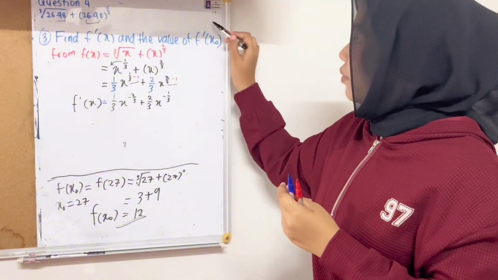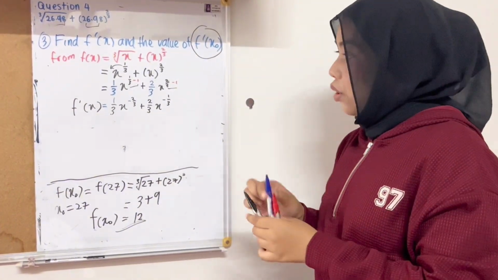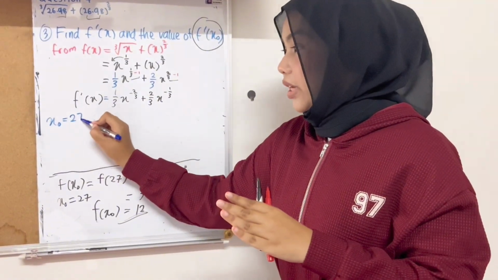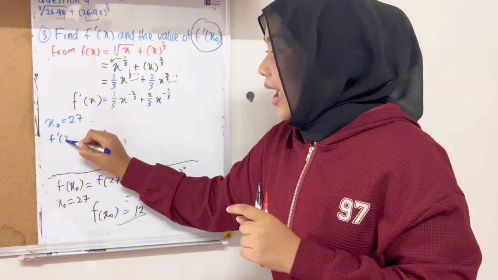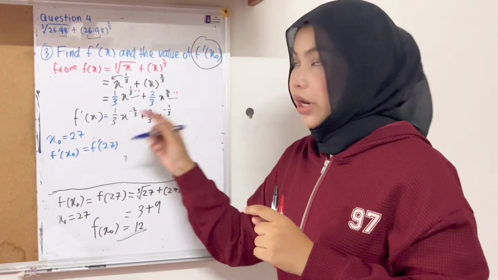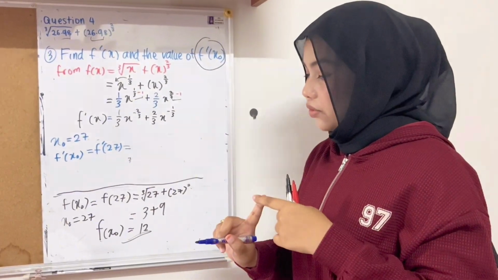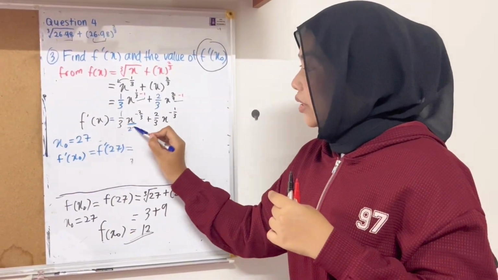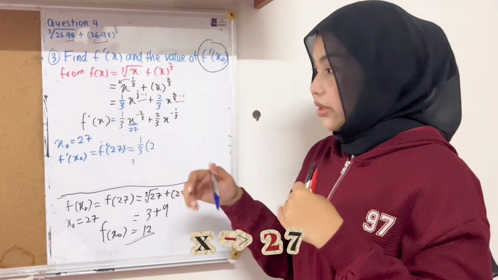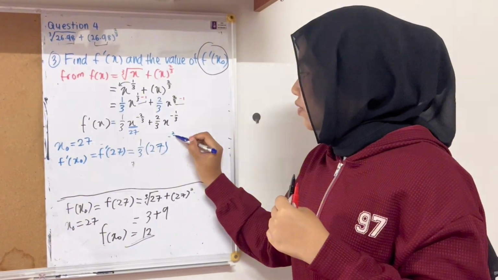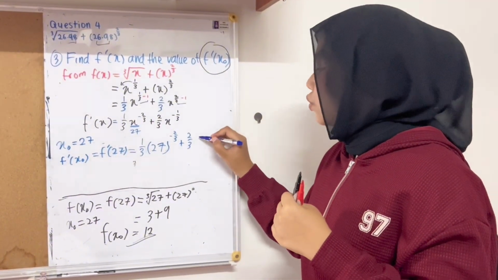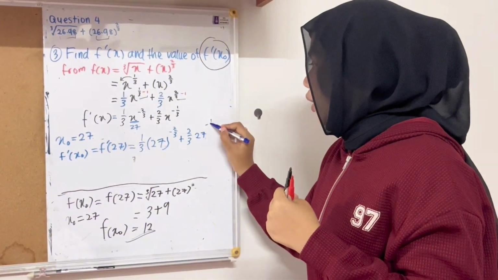Next, we're going to find our f prime x naught. We all know our x naught, or the nearest whole number, is 27. So our f prime x naught is f prime 27. Okay, don't forget the prime. You have to replace this x with 27, like 1/3 x replaced with 27 to the power of 2/3, plus 2/3 x replaced with 27 to the power of 1/3.